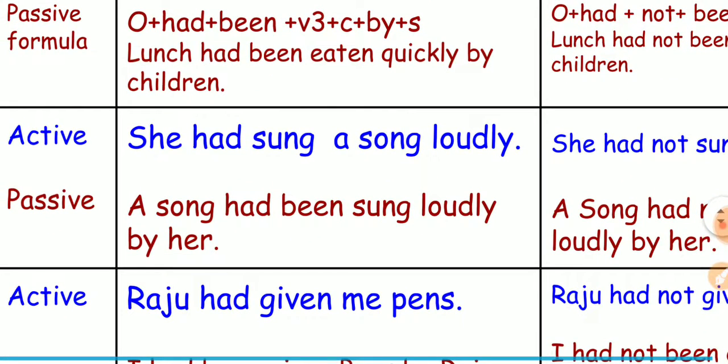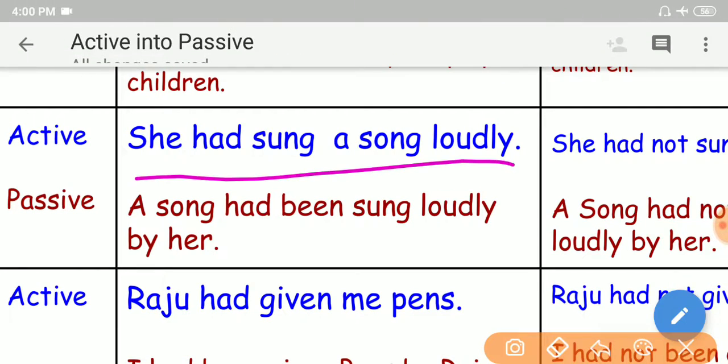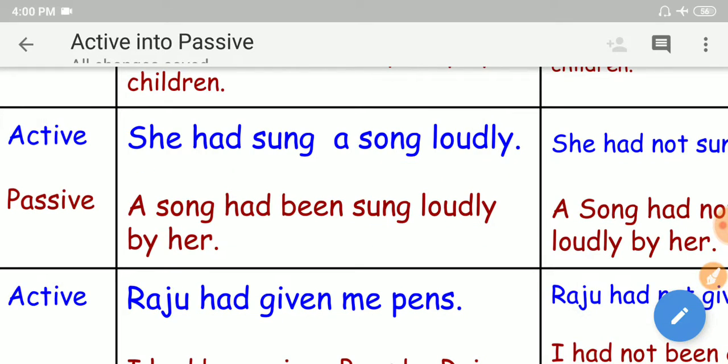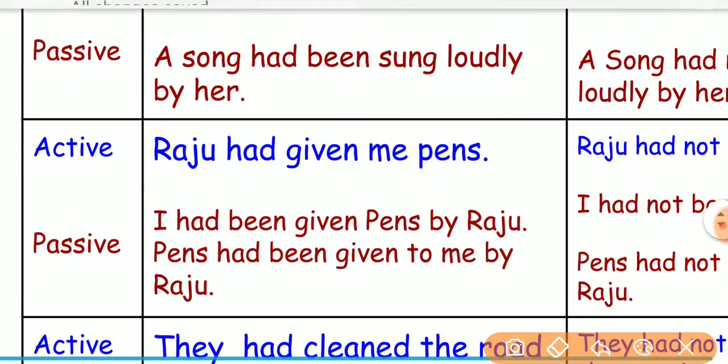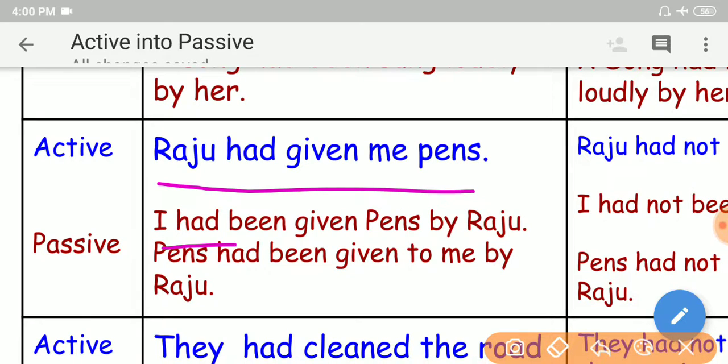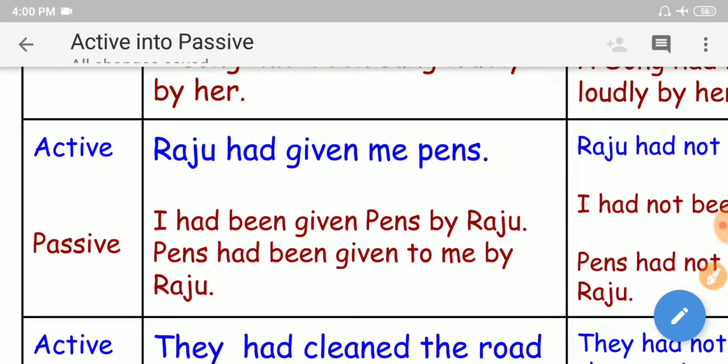So like this with the other examples also. She had sung a song loudly. A song had been sung loudly by her. At the same time, Raju had given me pens. I had been given pens by Raju. Pens had been given to me by Raju are the two passive sentences of Raju had given me pens.